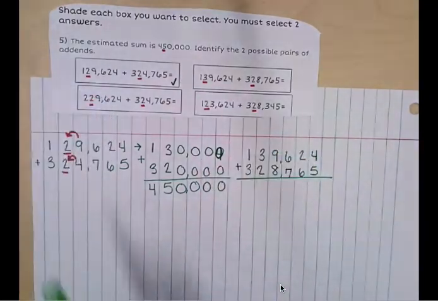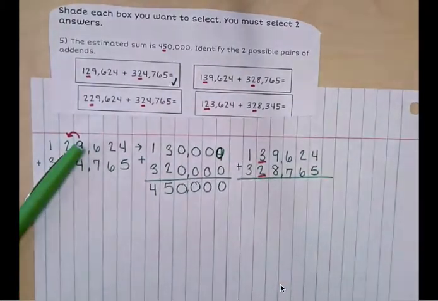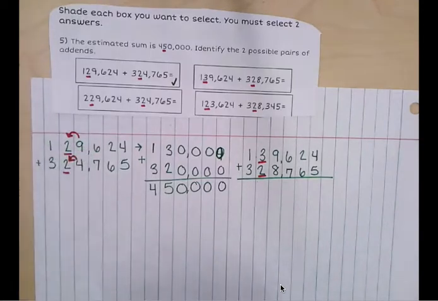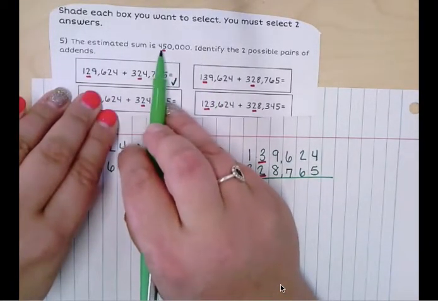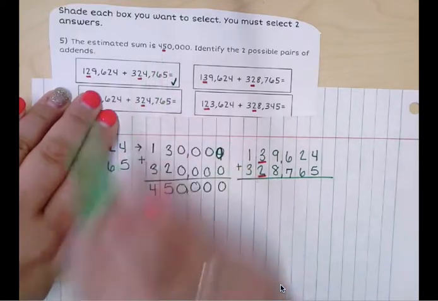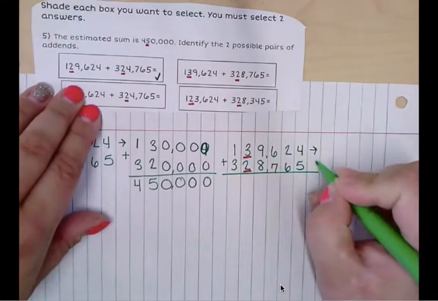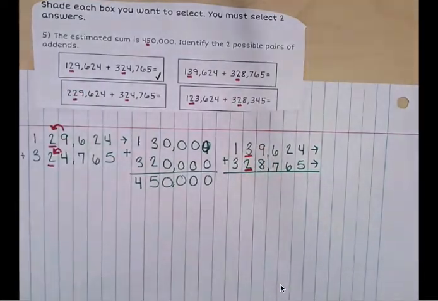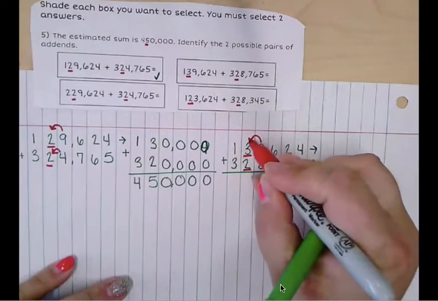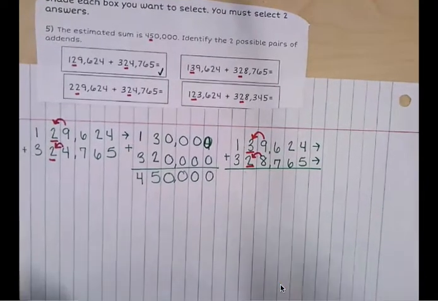Notice we have our 3 and our 2 underlined because that's in the 10,000 place. And remember, we're rounding to the 10,000 place because that's what our problem gave us. So now we're going to round these so we can estimate the sum. That 9 is going to make this 3 do what? It's going to go to a 4.